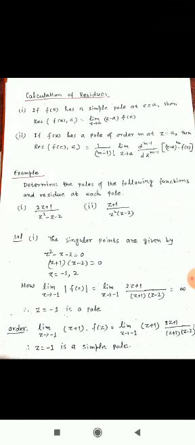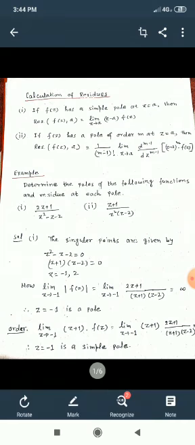So for example, determine the poles of the following functions and the residue at each pole. Number 1, (2z + 1) upon (z^2 - z - 2). Number 2, (z + 1) upon z^2 (z - 2). Solution.